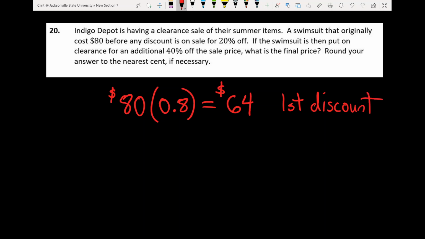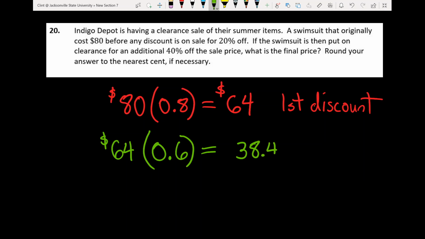Okay, so now we're at $64. Our second discount is 40% off. So if we're getting a 40% discount, what percentage of the price are we paying? Well, that means we're paying 60%. So we'll multiply by 0.6. 64 times 0.6, we get $38.40. So that's the same thing that we got doing it the other way, and we just don't have to mess with those subtraction steps. So we're kind of subtracting ahead of time with the percentages instead of subtracting the dollar values off.